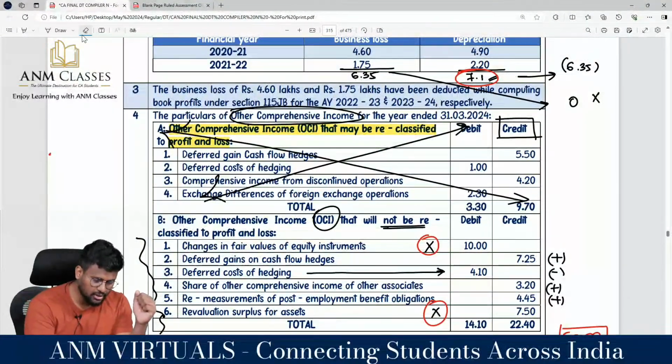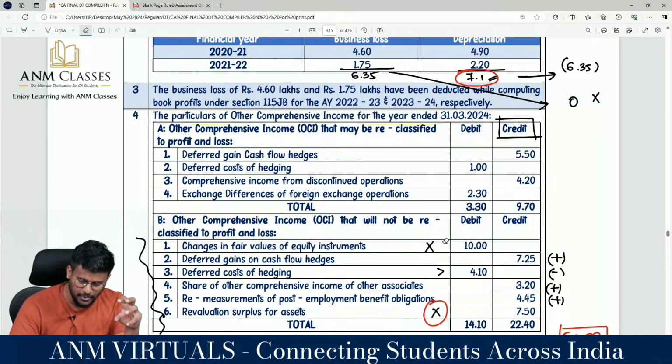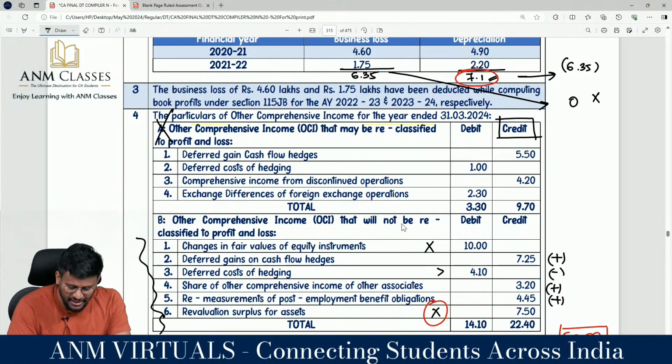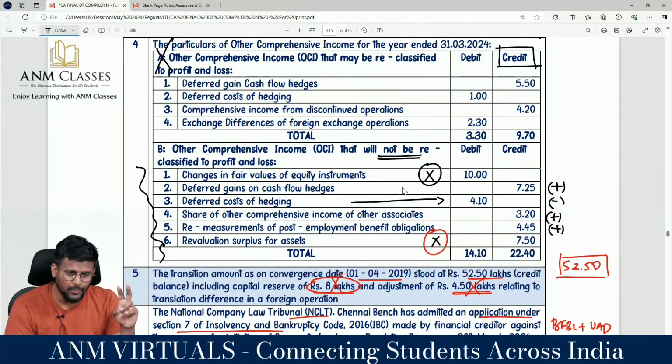Only in the examination, the confusion that should come is about OCI that may be reclassified to P&L: don't make any adjustment, don't touch it. Cross it out. Whereas OCI that will not be reclassified to P&L, you tax it now, otherwise you will lose the chance of taxation. But there are two exceptions: fair value of equity instrument, don't tax it now, plus revaluation surplus for asset, don't tax it now. For all the others, if it is income, add it to the book profit. If it is an expense, reduce it from the book profit.